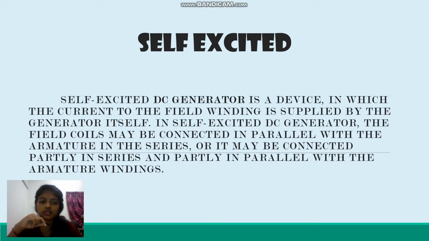So, self-excited DC generator is a device in which the current to the field winding is supplied by the generator itself. In a self-excited DC generator, the field coils may be connected in parallel with the armature, in series, or partly in series and partly in parallel with the armature windings.